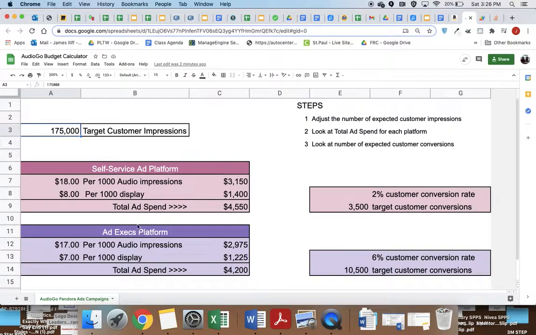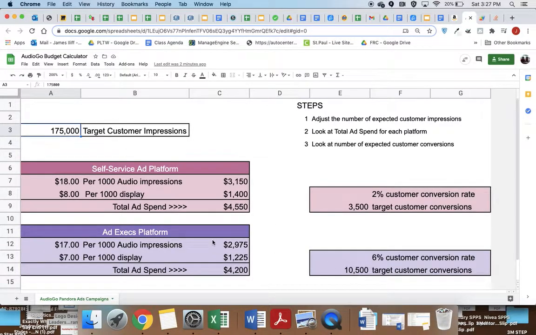numbers up here. You remember, you don't play with any of these colored cells. These are all locked in. Don't change any of these colored cells. You only play with this number right here. Only play with the number of targeted impressions that you're hoping to get. So you're going to have to play with this number if you want to go with the ad execs platform and see how many people you want to try to target.